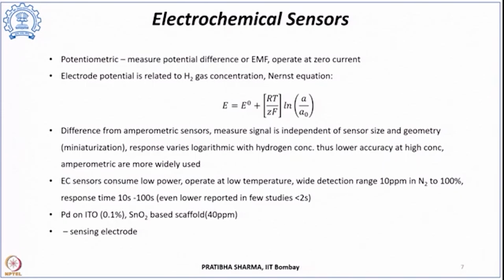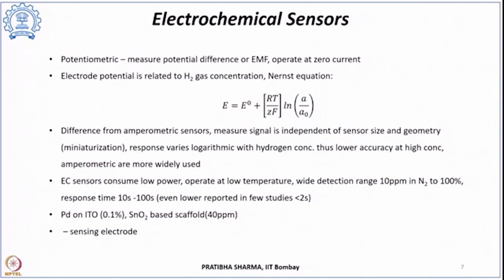The other type of electrochemical sensor is the potentiometric sensor. In this, the potential difference or the electromotive force between the two electrodes is measured, ideally under conditions of zero current.